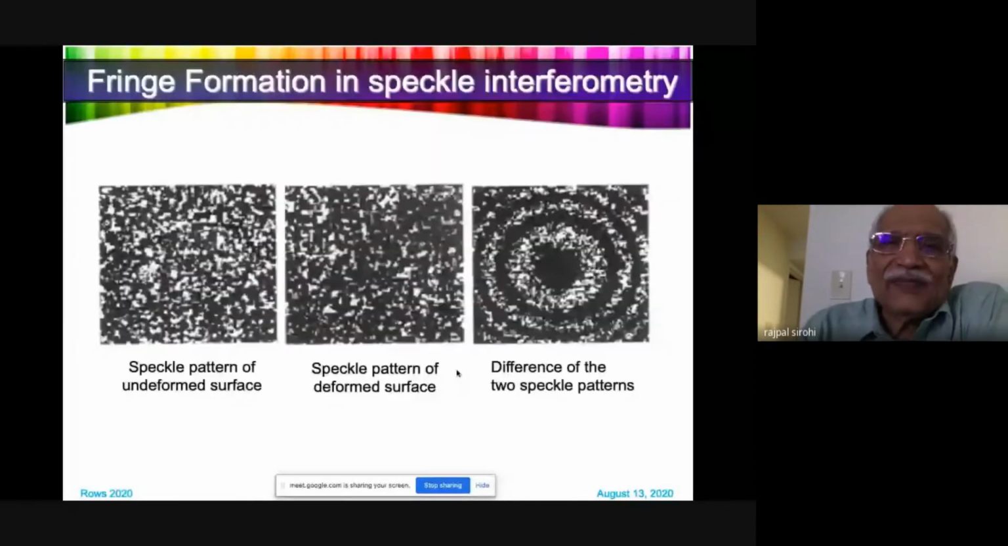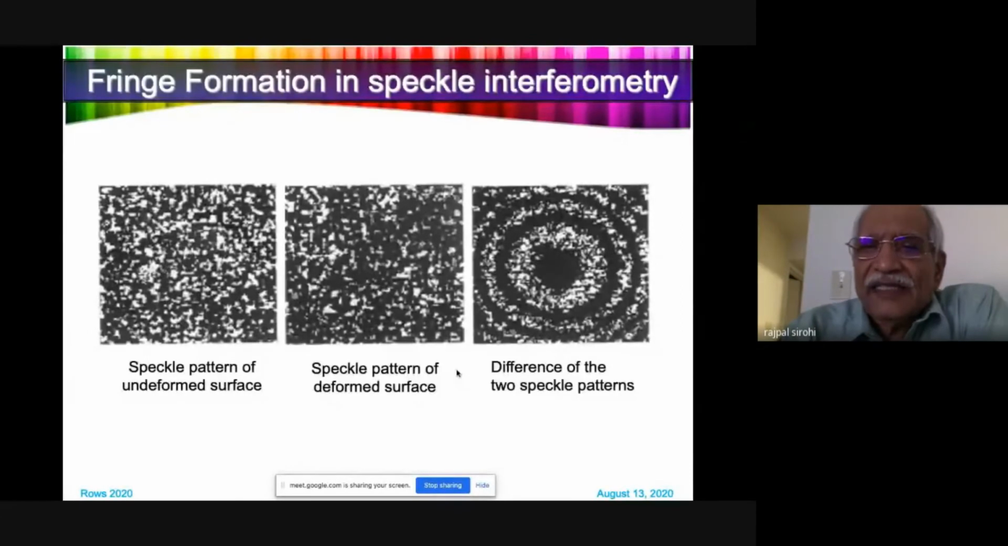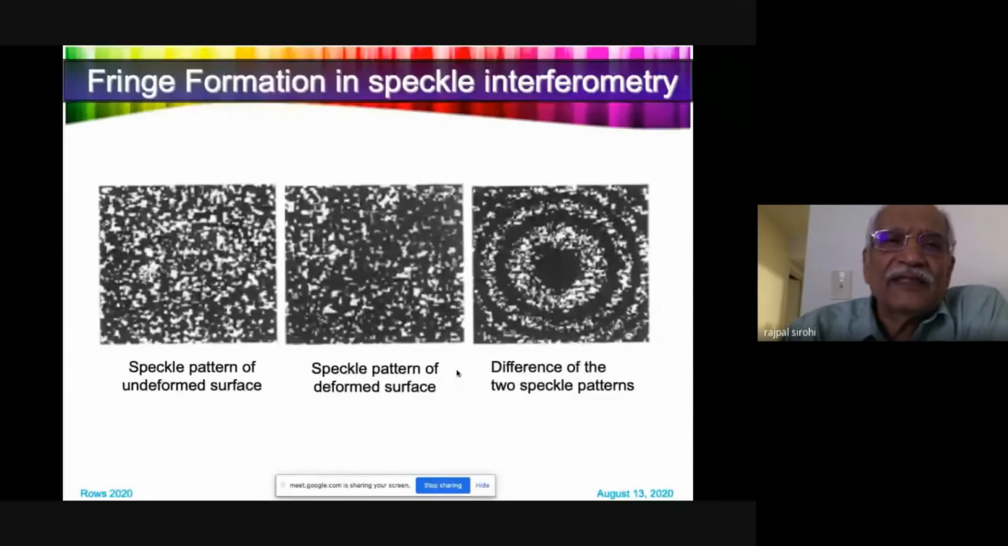This is basically the whole idea behind it. You have a speckle pattern from the undeformed surface. You have a speckle pattern from the deformed surface. You subtract one from the other, and it generates the fringes, which are due to the motion of the speckle pattern, or due to the radiance change of the speckle pattern. And these are the interference fringes which we make use of to find the deformation.